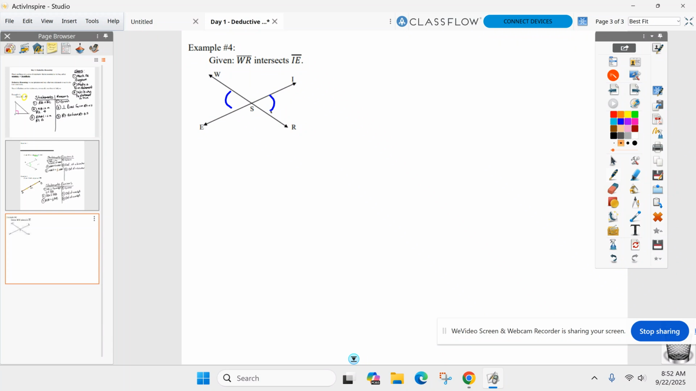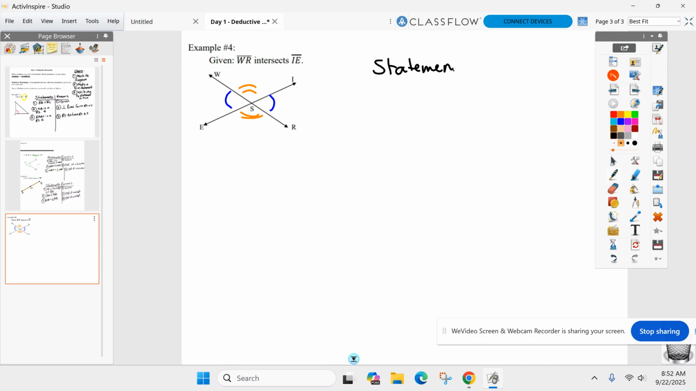And I believe there's another set of vertical angles up here too, isn't there? The other pair of opposites. Yep. So instead of marking those with one pair of arc marks, we can mark it with two pair. Vertical angles.